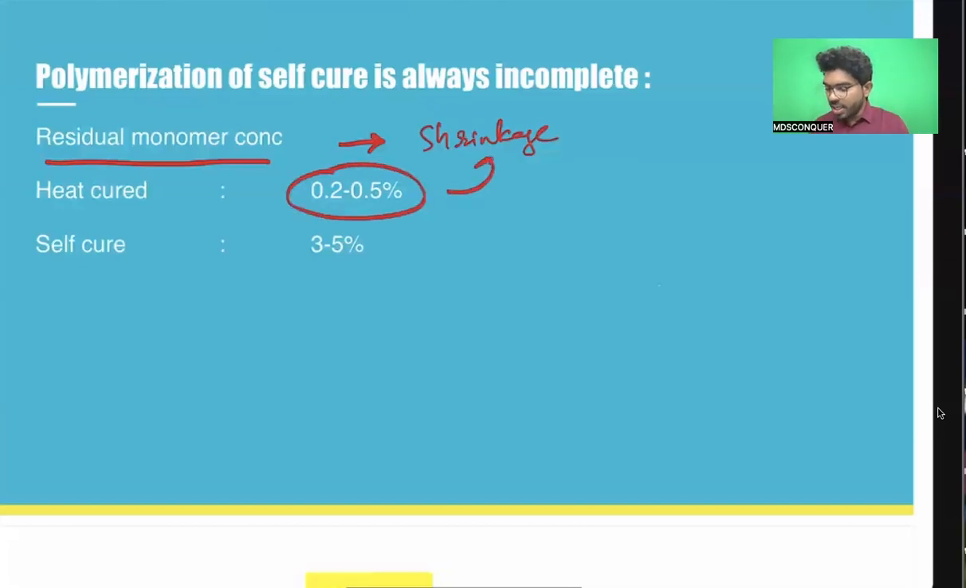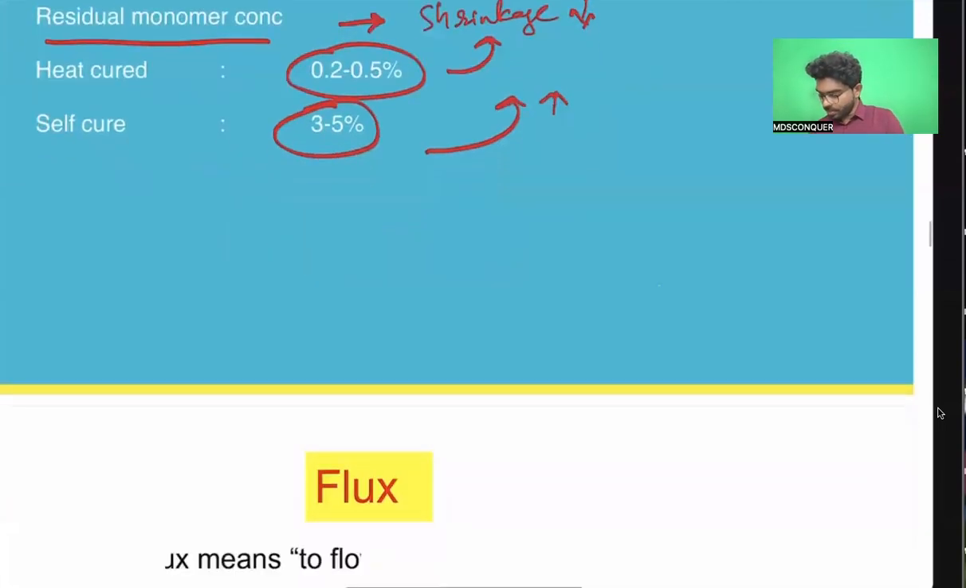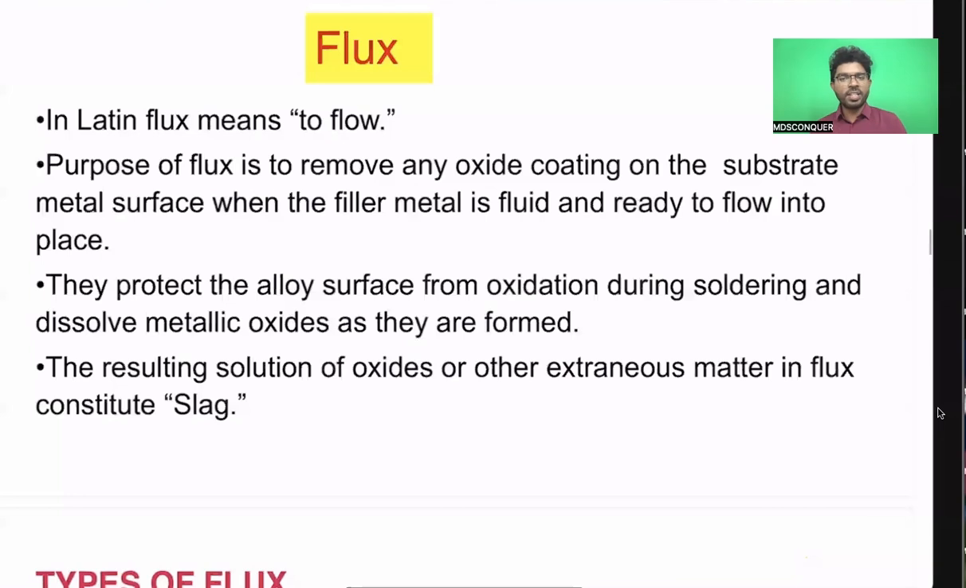So by which the shrinkage will be decreased, whereas the residual monomer percentage will be more in the self-cure, where the shrinkage will be more. They can ask you how much residual monomer will be there in the heat cure and self-cure. The residual monomer values in the heat cure will be 0.2 to 0.5%, whereas in the self-cure it will be 3 to 5%.